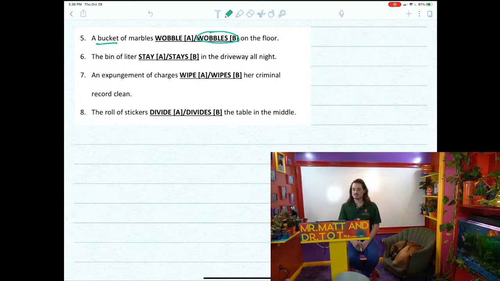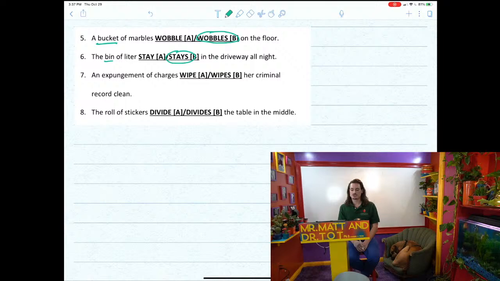Number 6. The bin of litter stay or stays in the driveway all night. So we have bin, the subject. The noun preceding the preposition of is going to be the true subject of the sentence. So we have bin, which is singular. We want a singular verb. A singular noun usually will not end in S, so a singular verb usually will end in S. So we want the verb stays.